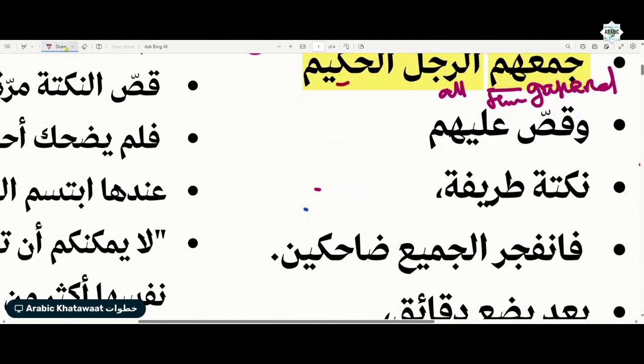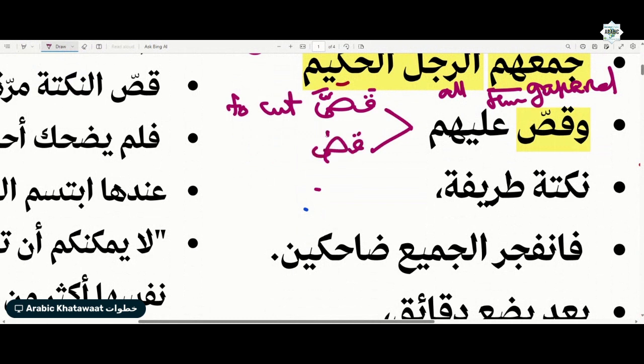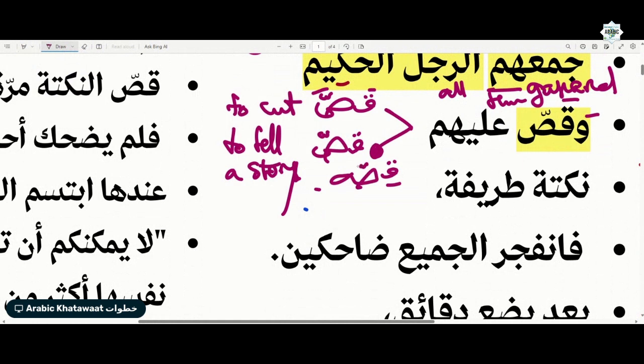وقص عليهم. Be careful with this verb. قص. It means to cut. Because even when I was trying to find the translation that I would give you, قص came to me as cut. Because قص يقص. But it also has two meanings. قص, to cut. And then قصة, to tell a story. And this is the one we have over here, is to tell a story. There you go. So وقص عليهم. وقص, he told them. And the story is قصة. قص عليهم قصة.